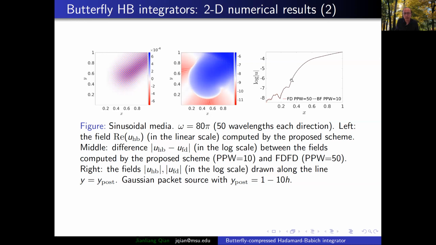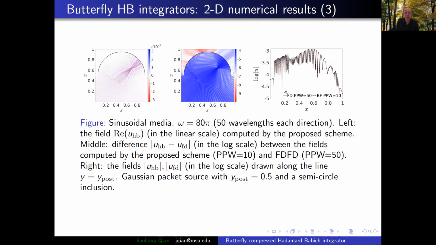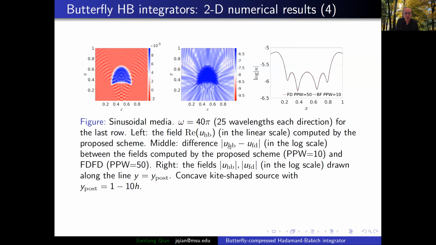There's a difference, and then there's a comparison along one line. Here we just use 10 points per wavelength, but for the finite difference method, we need 50 points per wavelength. Otherwise, we cannot compare those two solutions. So this is the scattering problem where we have some hard obstacle in the domain. Here we have some caustic effect. There's a comparison.